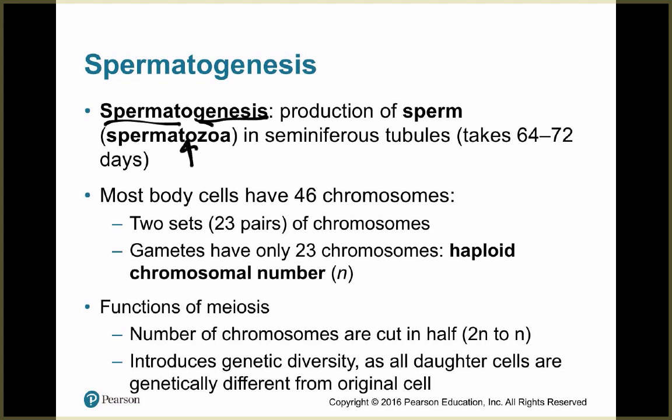And this production actually happens in the seminiferous tubules, and it takes between 64 and 72 days. Now, sperm are interesting because they only incorporate one set, or half the set, of chromosomes that everybody has. So most body cells have 46 total chromosomes. There's 2 sets of 23 pairs of chromosomes, right? Gametes only have 1 set.